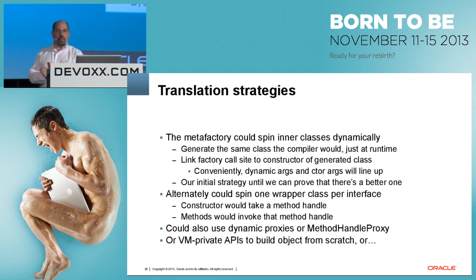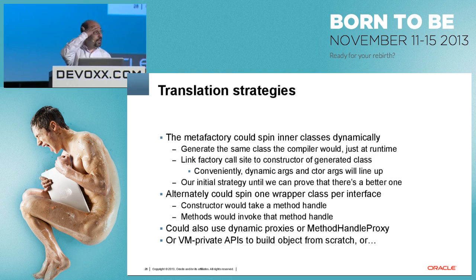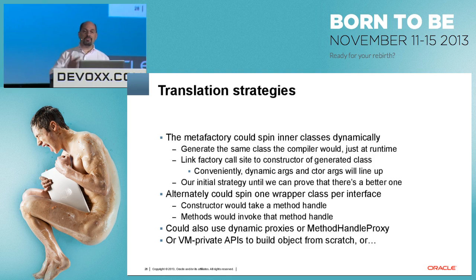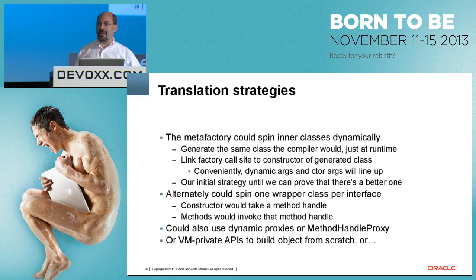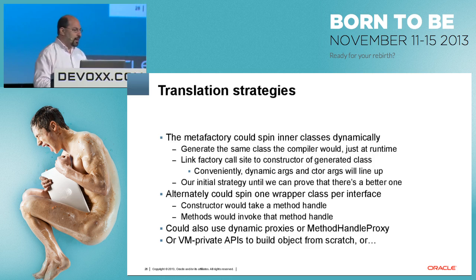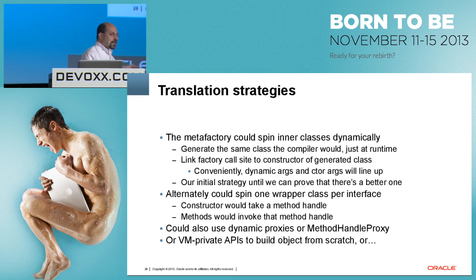Okay, so what should the metafactory do when it goes to link this call site? Well, it has a choice. One thing it could do is say, well, the compiler uses this strategy for making inner classes, I'll do the same thing at runtime. I will spin some bytecodes that describe something like an inner class, kind of like the same class the compiler would have, but doing this at runtime. And then I'll hook up the lambda factory site to point to the constructor for that inner class. This is actually the strategy that we're going to market with for Java 8.